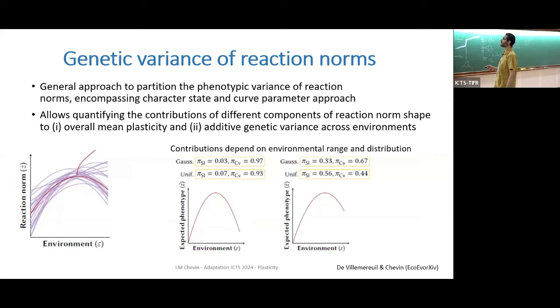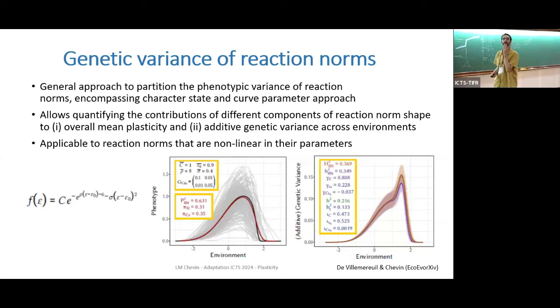One point is that the contribution of plasticity to the overall phenotypic variance, and also the contribution of different shape components, will depend on your range of environments. This is one thing that makes it difficult to study plasticity. If you have this range of environments, you would find a strong contribution from the curvature, whereas here you'll find that the slope is largely causing the variation across environments.